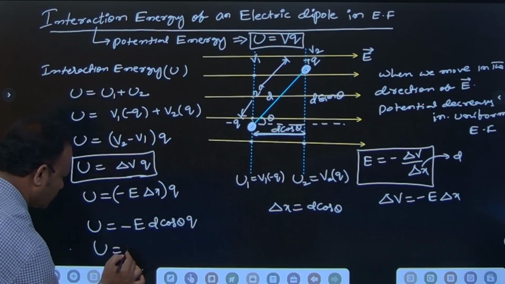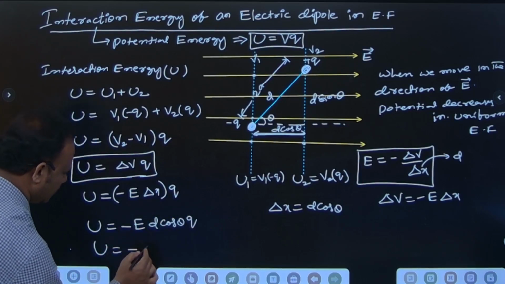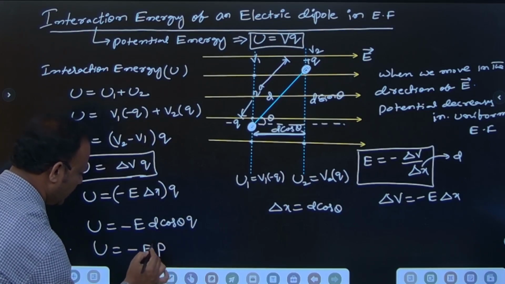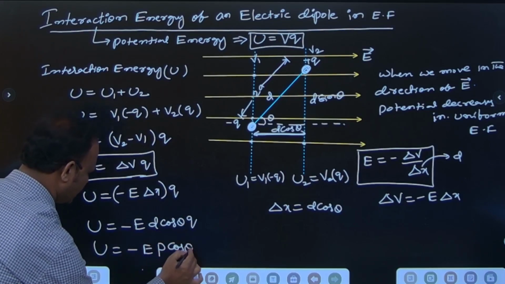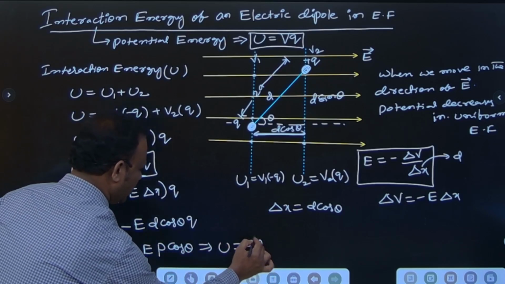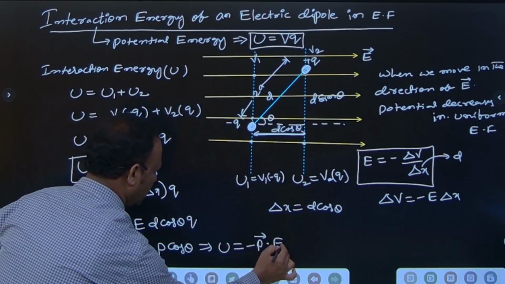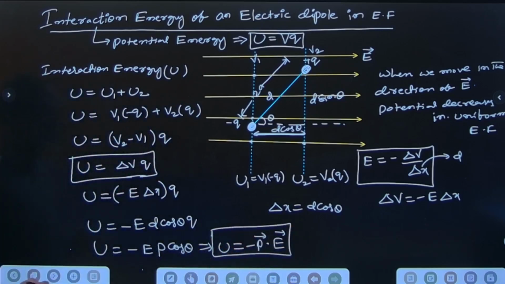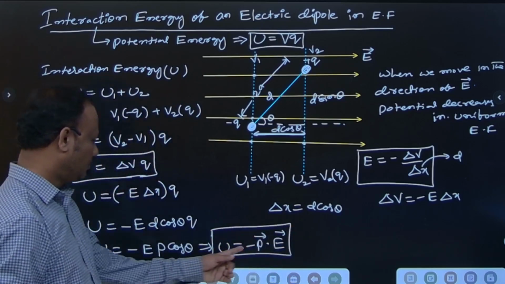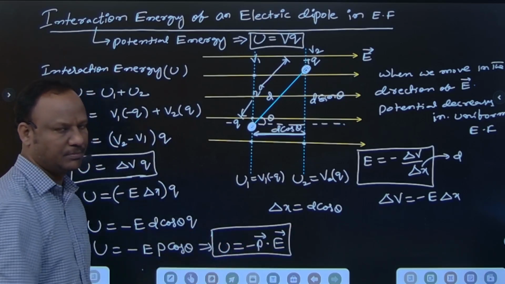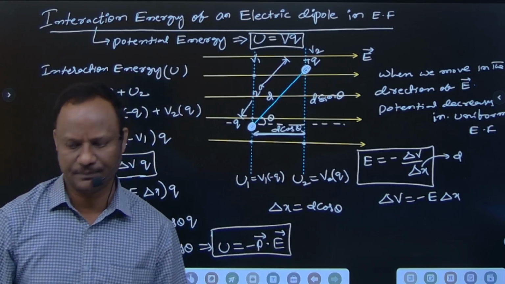U is equal to minus E D into q, which means p, the dipole moment, into cos theta. So U is equal to minus p bar dot E bar. Vectorially, it's a scalar product. So negative p bar dot E bar, otherwise minus pE cos theta.